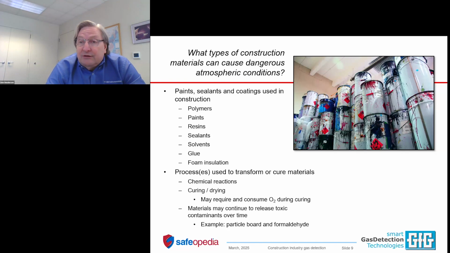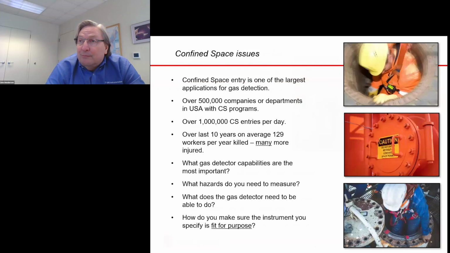For VOCs and chemicals in this category, typically we're going to use a photoionization detector type sensor, which can be added to a multi-gas instrument, or you can use a separate PID.